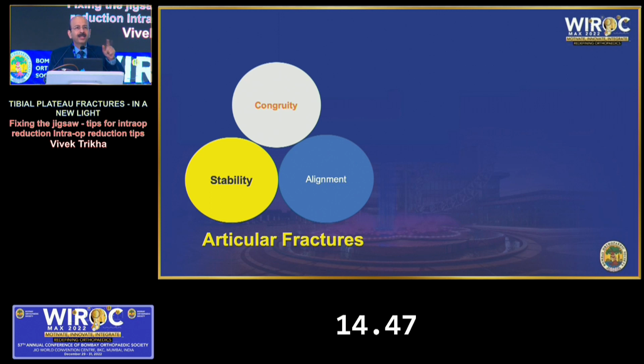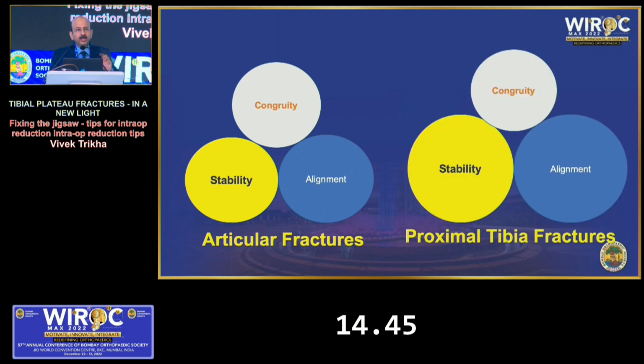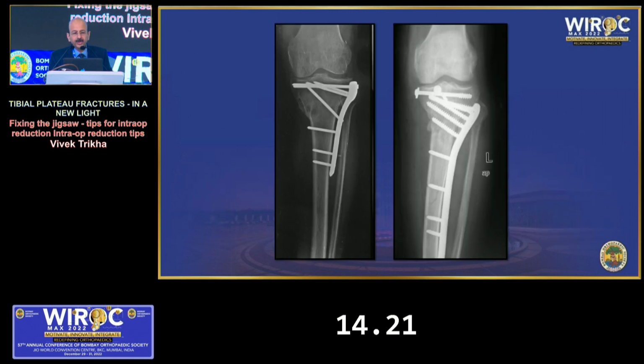Proximal tibia is slightly different. You see the amount of stability and alignment which is required. Articular congruity remains equal, but the alignment and the stability becomes more important in the knee as compared to others. So remember that alignment in a type 5 and a type 6 fracture becomes paramount in intraoperative reduction. Keep this principle in mind whenever you are treating a proximal tibial fracture.